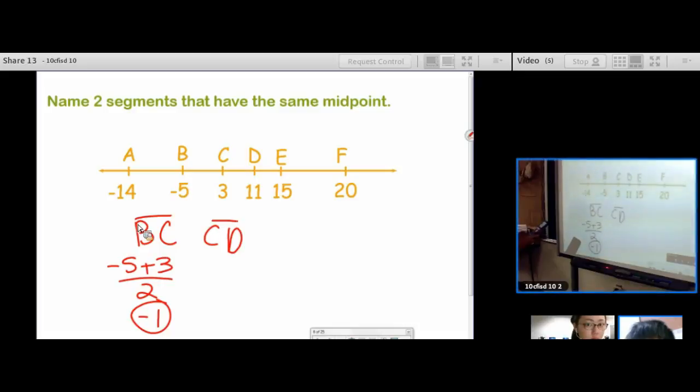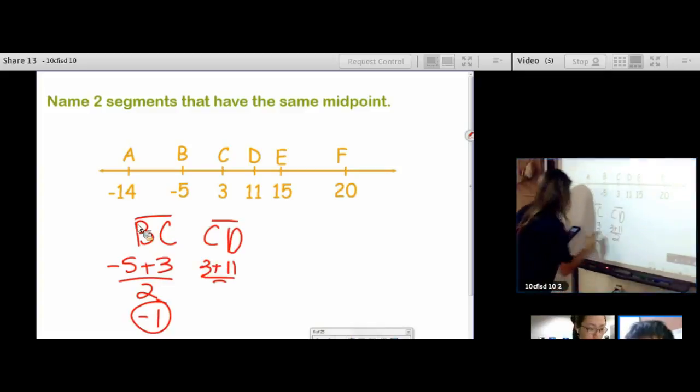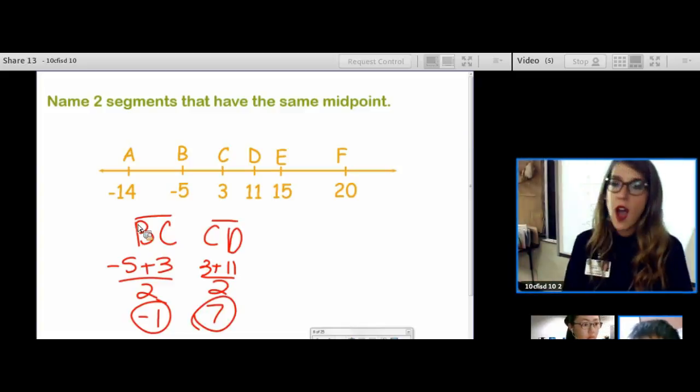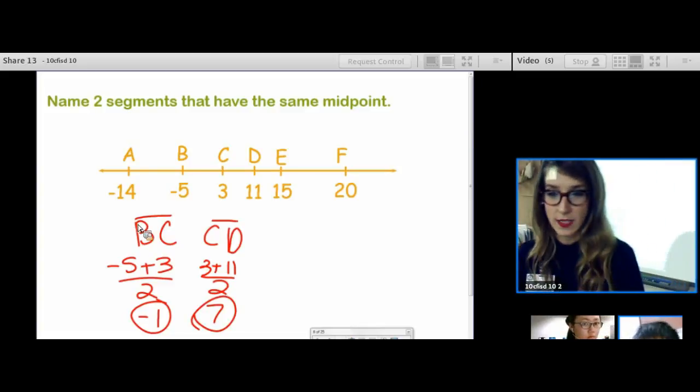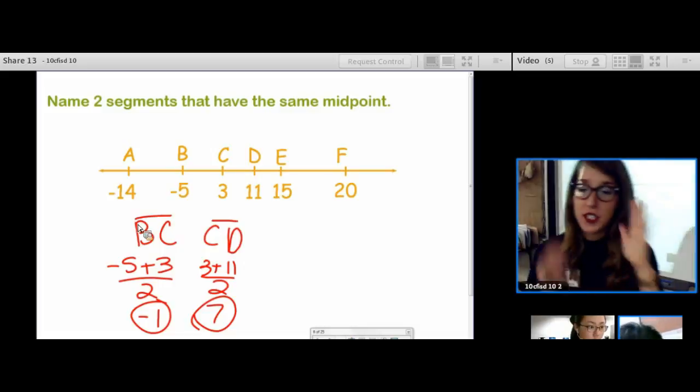CD. I have a feeling this is not going to be the same midpoint. 3 plus 11 divided by 2. Its midpoint is 7. So unfortunately, those two do not have the same midpoint. Do you see what the question was asking now? That suggestion was a good start.